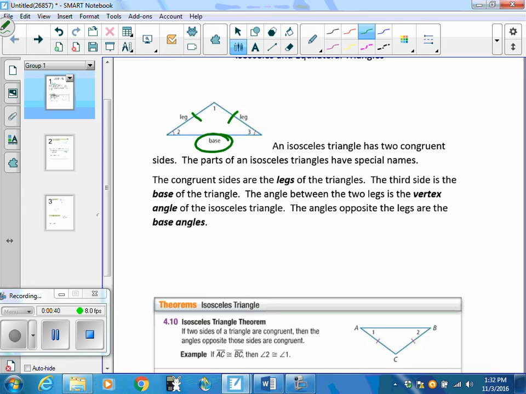The angle between the two legs is called my vertex angle, and that's angle 1 here. And the angles opposite the legs of the triangle, so in this case, angle 3 and angle 2, are called the base angles.